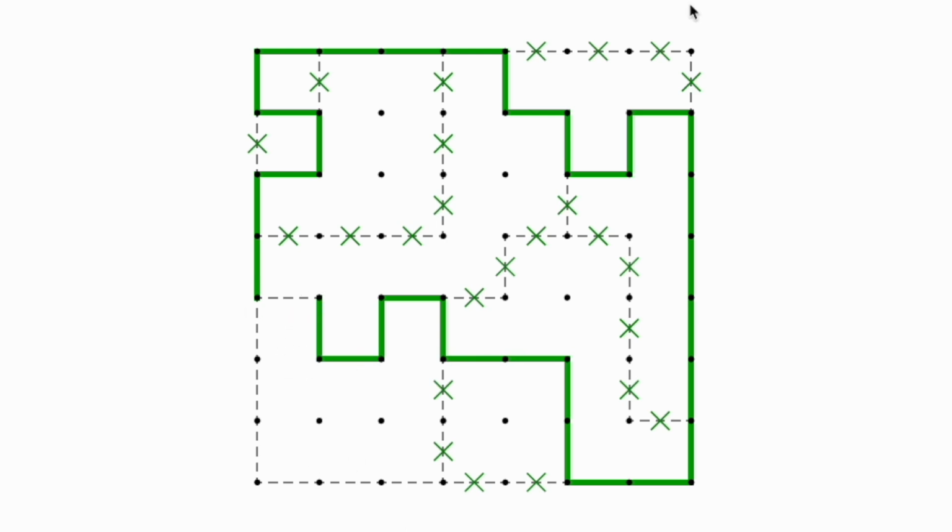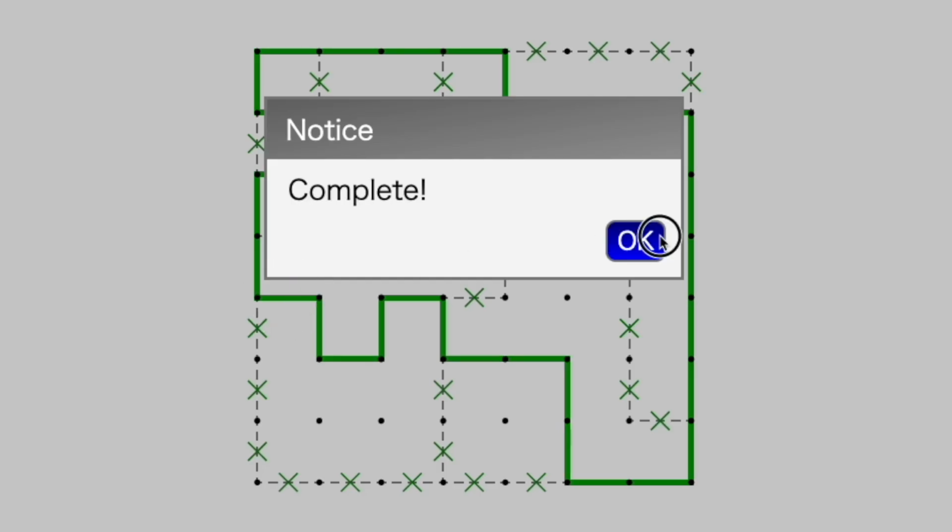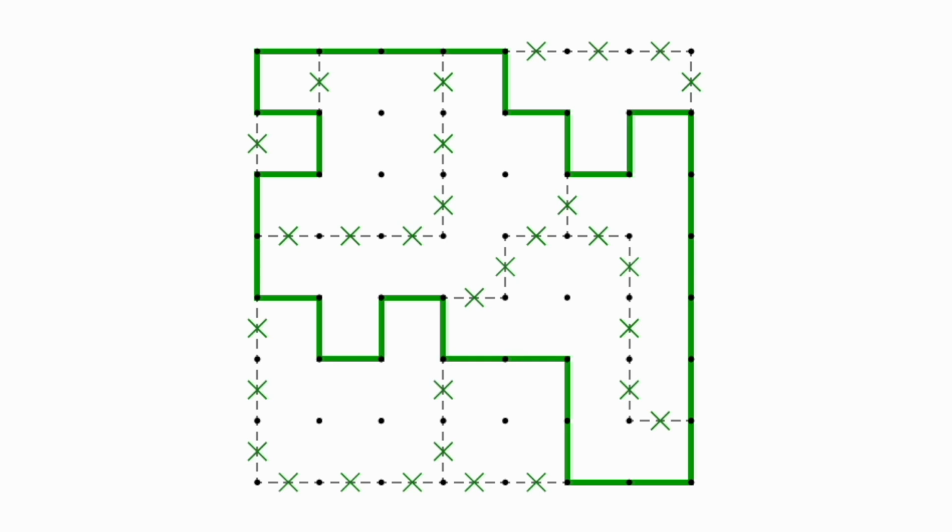Let's, before we do that, just count. 1, 2, 3, 4, 5, 6, 7, 8, 9, 10 matches 3, 4, 5, 6, 7, 8, 9, 10. And 1, 2, 3, 4, 5, 6, 7, 8 matches 1, 2, 3, 4, 5, 6, 7, 8. So we can just join it up right here. And that is how we solve a Mejilink.